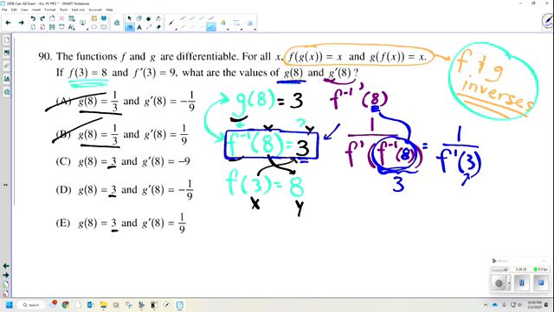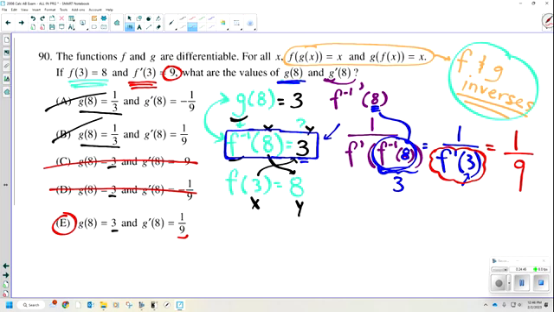Maybe that's why they have you do this first. Now look, is there anywhere that I can find the derivative of f at 3? Oh, look, the derivative of f at 3 is 9. So that whole denominator is just 9. All right? So I need to find C, D, or E where it's 1/9. Boom. Two more problems left.